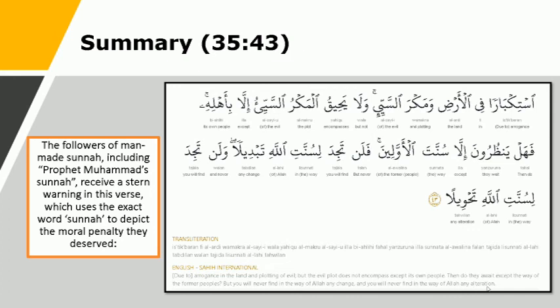What this verse means is that the followers of the man-made Sunnah, including Prophet Muhammad's Sunnah, receive a stern warning in this specific verse, which uses the exact word Sunnah to depict the moral penalty they deserve. So basically, follow somebody's Sunnah except for God's, there will be a punishment there, because automatically you are committing shirk, to the point I was making earlier in this video.